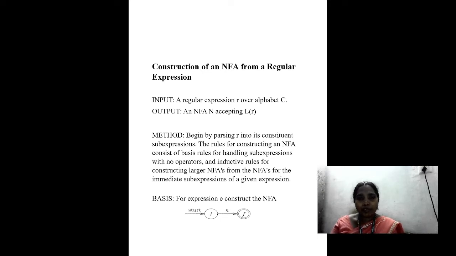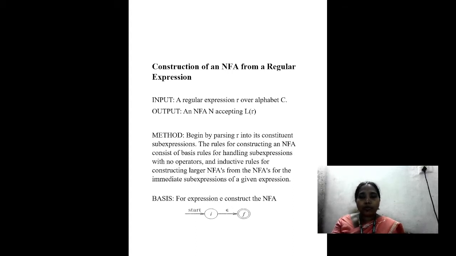Now, the basis for our RE to epsilon NFA is: for the expression epsilon, construct the NFA. I start with the state I. For the input transition epsilon, I will reach the final state F. So this is the algorithm designed by Thompson. You are supposed to memorize this algorithm. Based on this algorithm only, we will be able to construct the epsilon NFA.